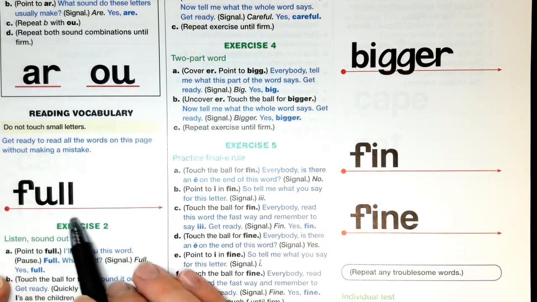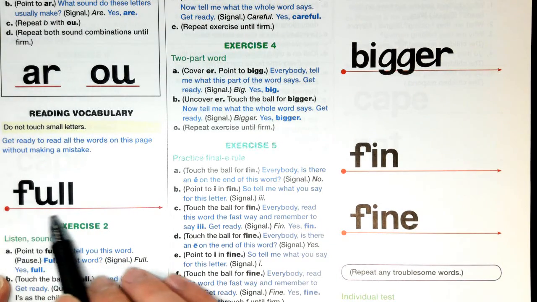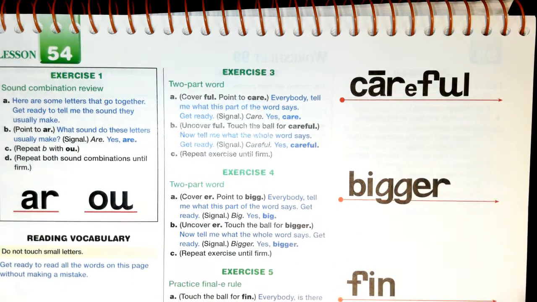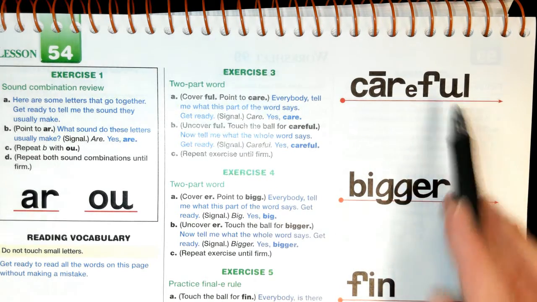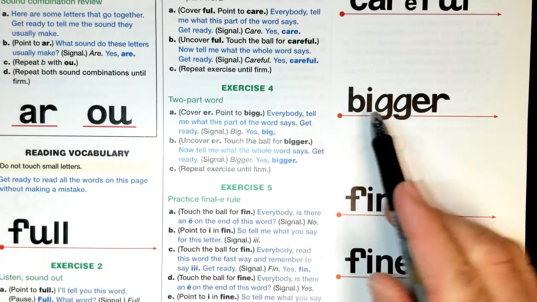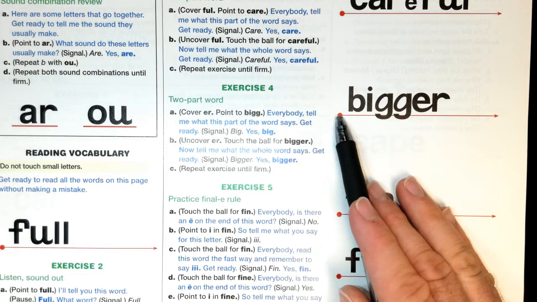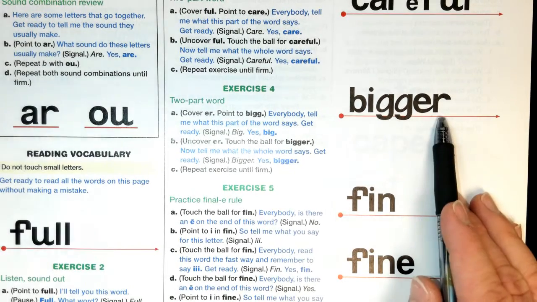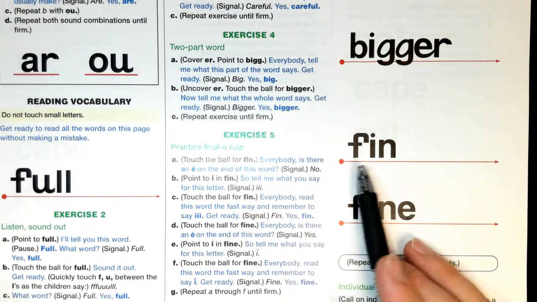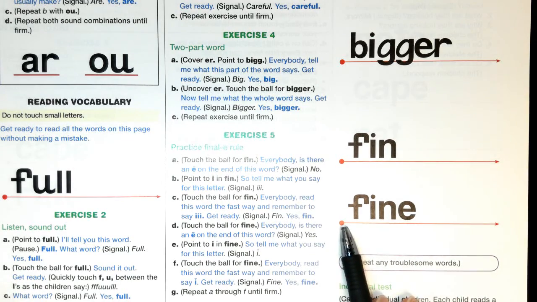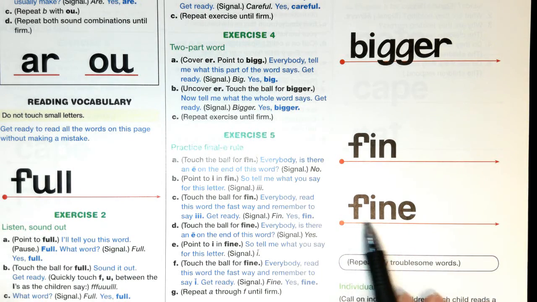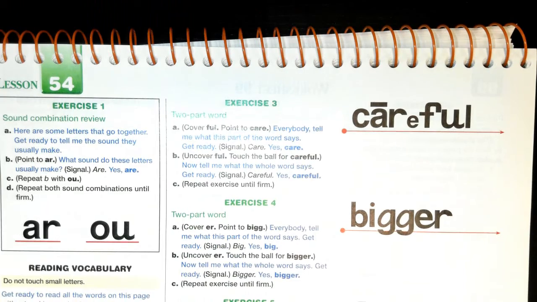This word is full. What word? Yes, full. This word is careful. What word? Careful. This word is bigger. What word? Bigger. This word is thin. What word? This word is fine. What word? Yes, fine. All right. Just trucking along, my friends, trucking along.